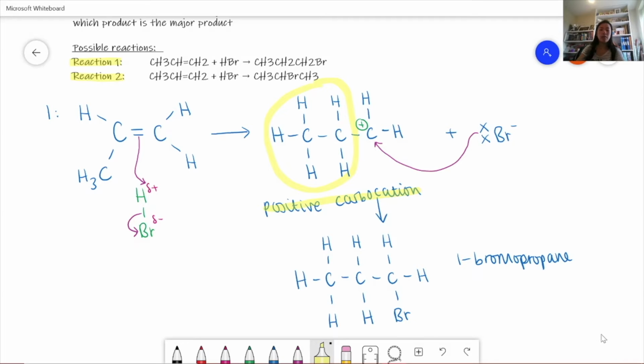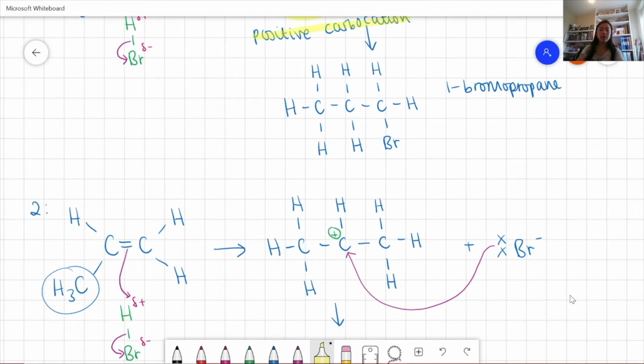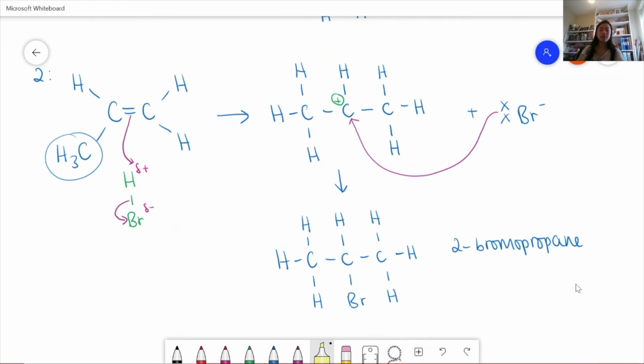And then for the second reaction, if we have a look at this carbocation, so this carbocation on the carbon with the positive charge, we have two alkyl groups attached. So we have one here and one here. And so therefore, we call this a secondary carbocation.